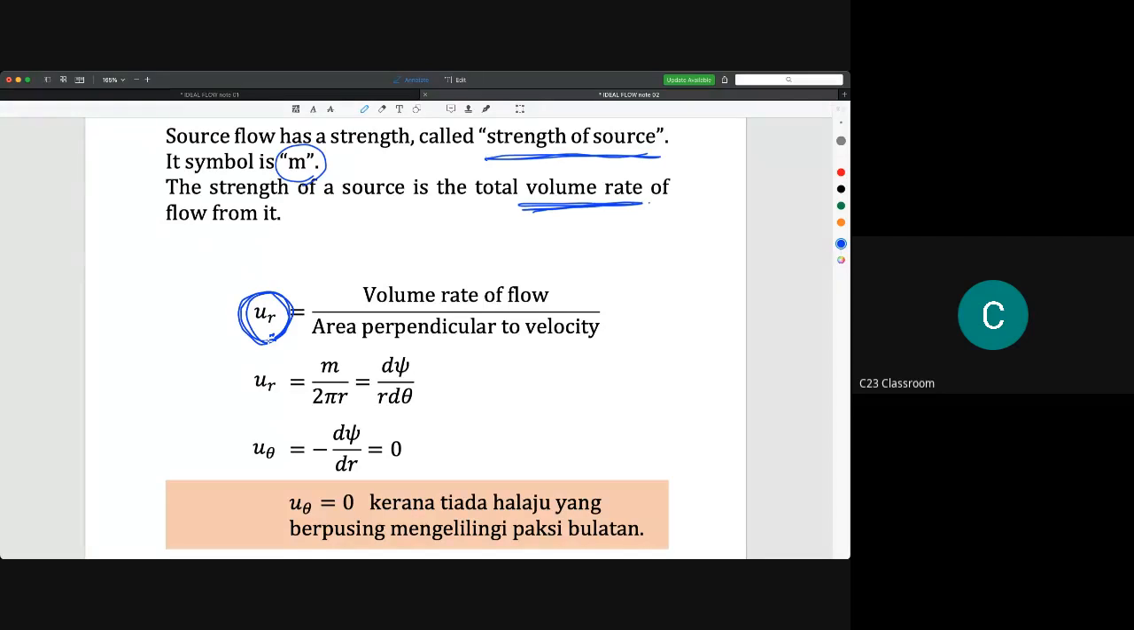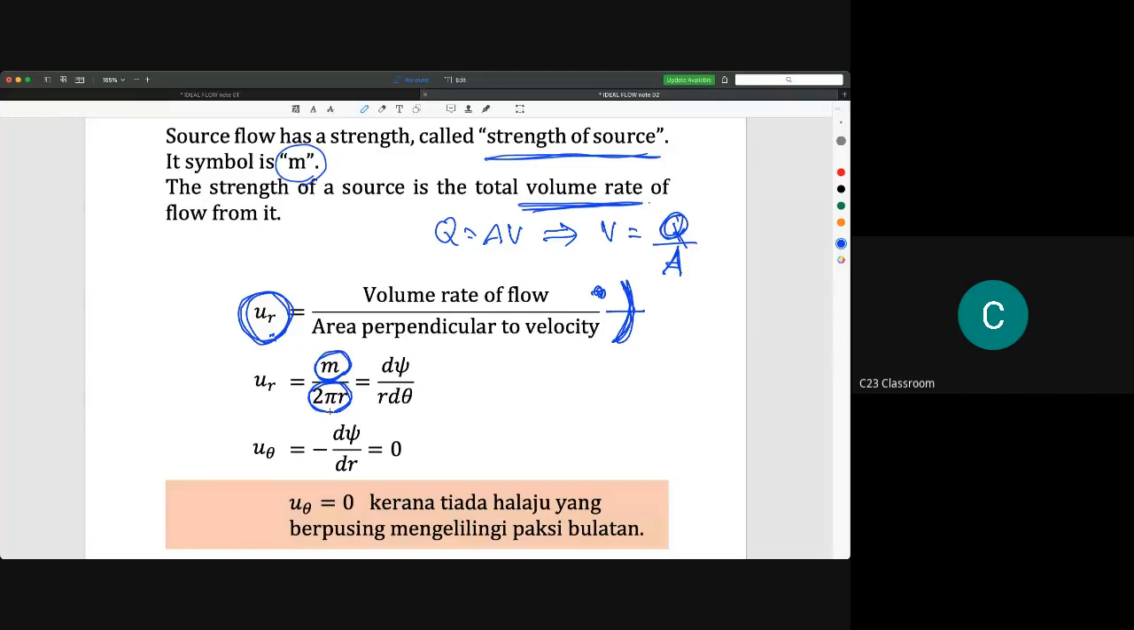we could derive an equation, which is volume flow rate divided by the area perpendicular to the velocity. This equation reflects the flow rate. So you have Q equal to AV, and then V is actually Q divided by A. Q here is the strength, so we have M here. And the area here is equal to 2 pi r.